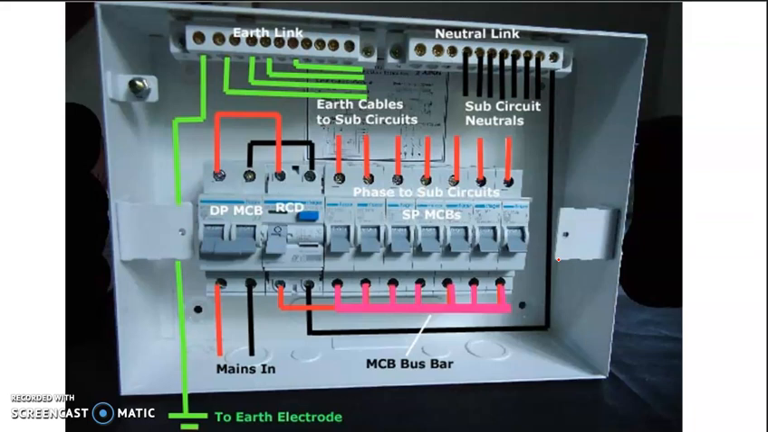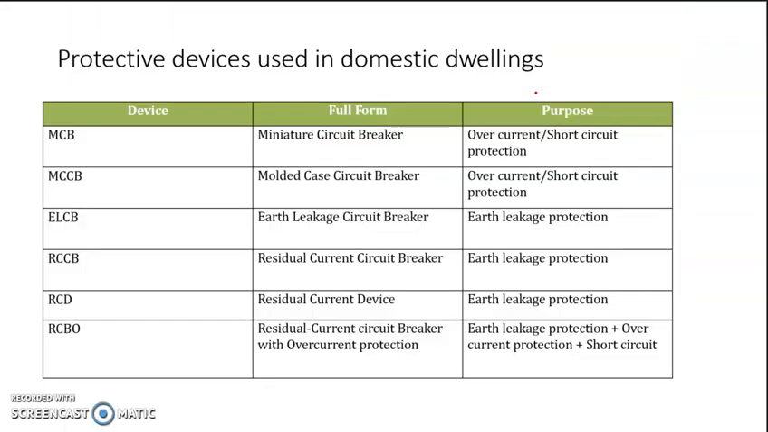Here you can see that the mains power is coming to a double pole MCB, then to a residual current device, then the power is given to the individual miniature circuit breakers, and the power output is taken from the terminals from here, and the neutral is taken from the neutral link. So which are the basic protective devices?